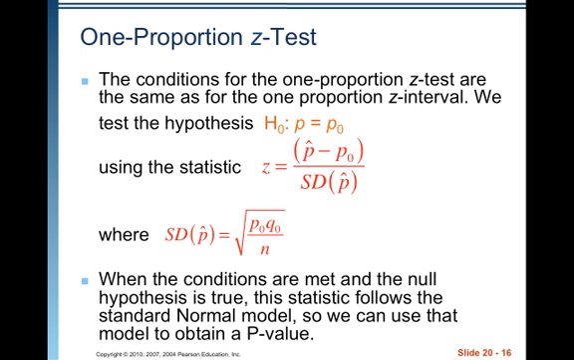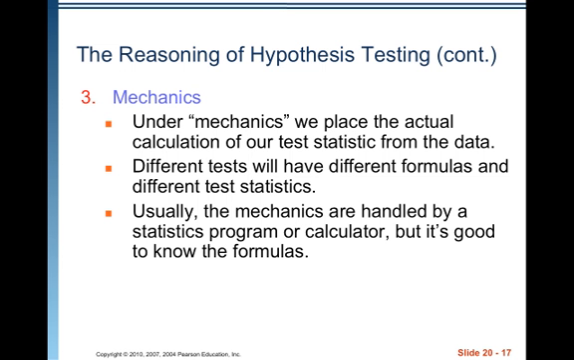When the conditions are met and the null hypothesis is true, the statistic follows the standard normal model. So we can use that model to obtain a p-value because we can find areas under that normal curve, standard normal curve, and they give us the probabilities we're looking for. Under mechanics, we place the actual calculation of our test statistic from the data, or we report it.